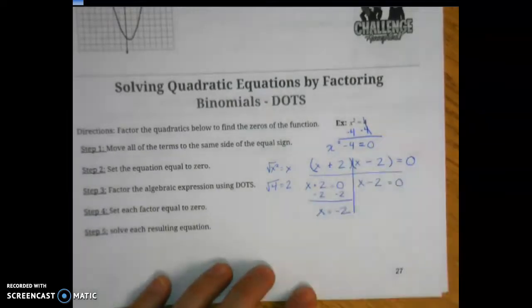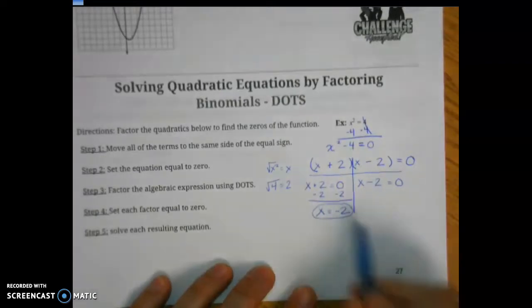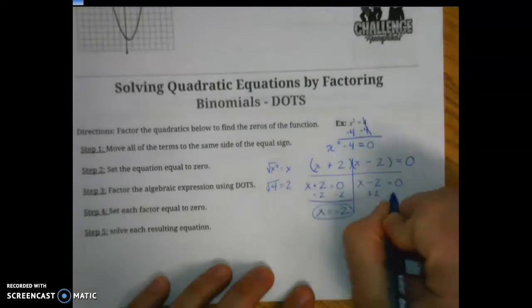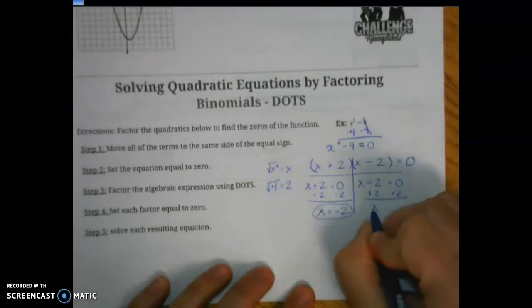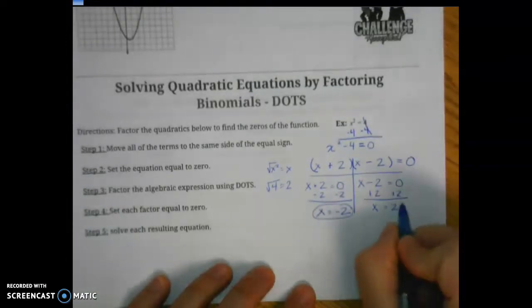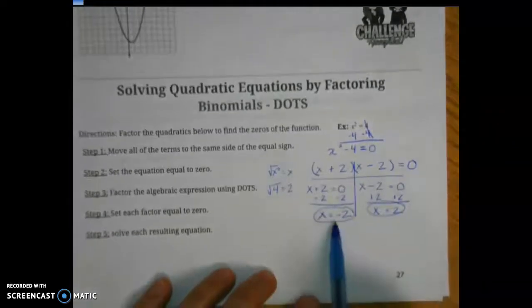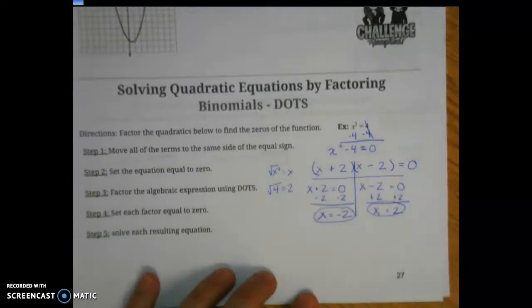Okay, so that is one of my solutions. Okay. I'm going to have a second solution, which I'll get by solving this side, where I add 2 to both sides of the equation, and I get x is equal to 2. Okay, so this quadratic equation has two solutions. x is equal to negative 2 and x is equal to 2.